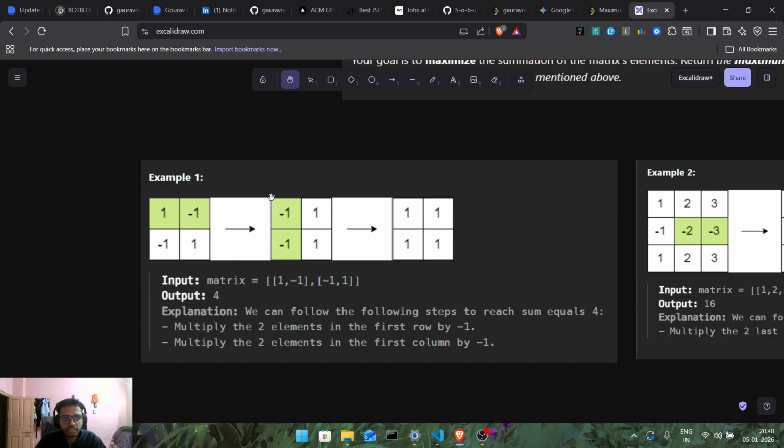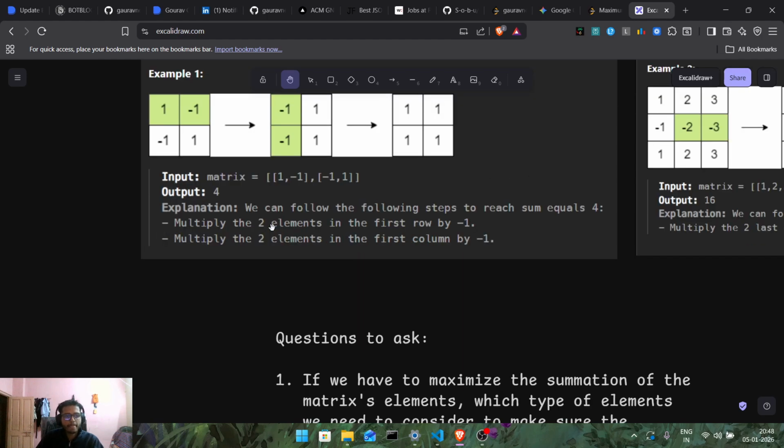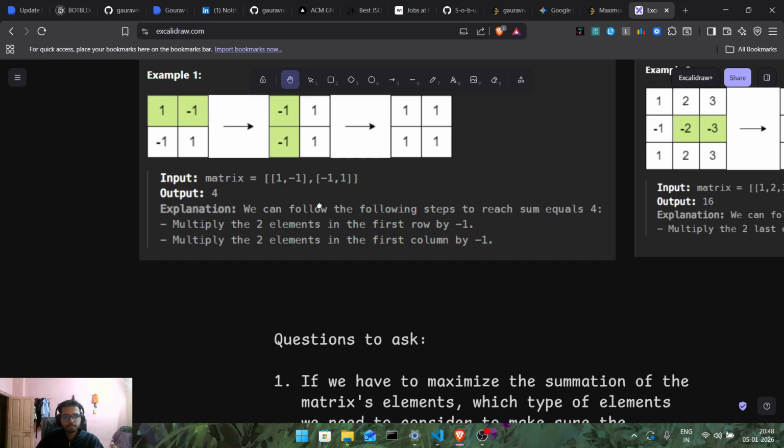Now we need to take these two adjacent elements, minus 1, minus 1. So after taking these two, what we are getting is 1, 1, 1, 1. All the negatives have vanished from here. So now what we are getting as the sum of the matrix is 1 plus 1 plus 1 plus 1, which is equal to 4. Now the output is 4.